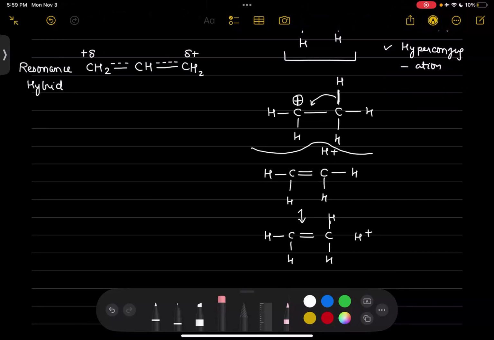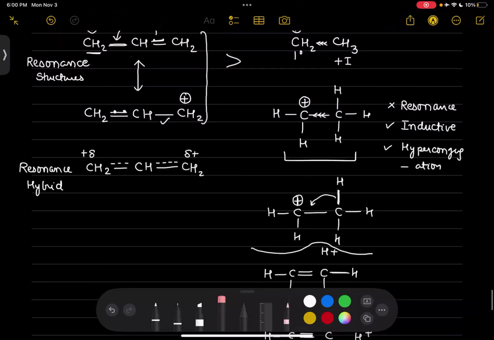Or this H can also participate, so I will make this H as H plus. Turn by turn, all three can participate because all three are present on the carbon adjacent to the C plus. So this is the hyperconjugation effect. Is it clear or not? Nabila, how do you write the hyperconjugation structures?